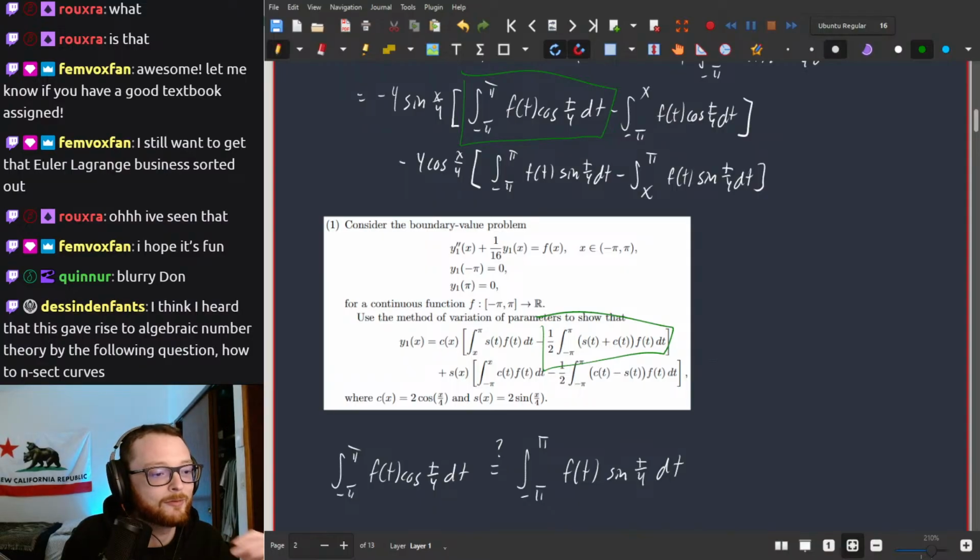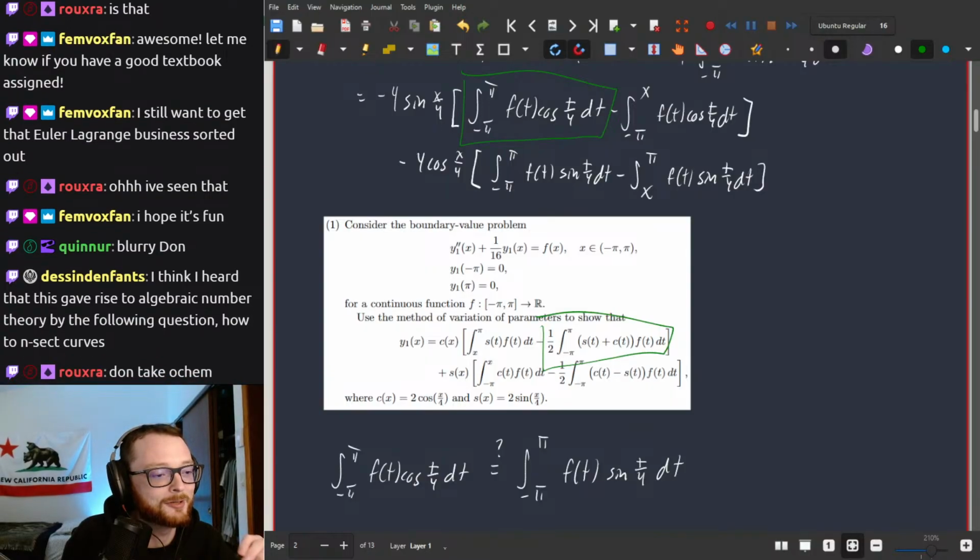It gave rise to algebraic number theory. How to n-sect curves. Really? That's interesting, Dessen. Take OChem? Pass? I don't want to take OChem.